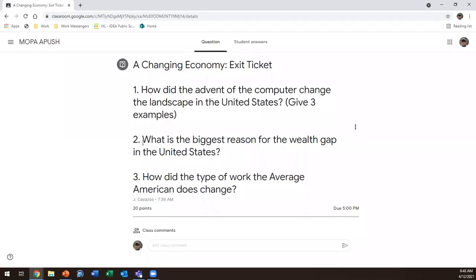So, exit ticket, Google Classroom, already posted. How did the advent of computers change the landscape in the United States? Give 3 examples. Don't just think the first computer, think the whole computer thing we talked about in the beginning. You can even bring in social media or things like file sharing, or just how did it change the landscape? And what's the biggest reason for the wealth gap in the United States? I want you to pick the biggest reason.